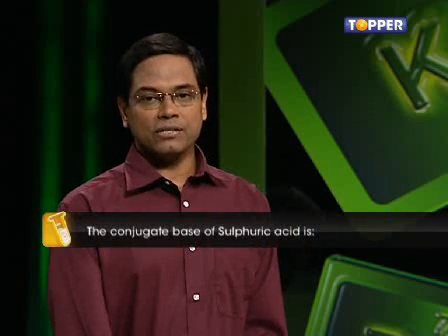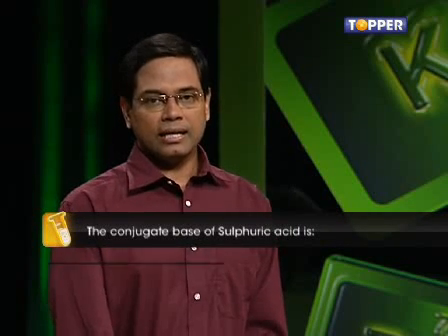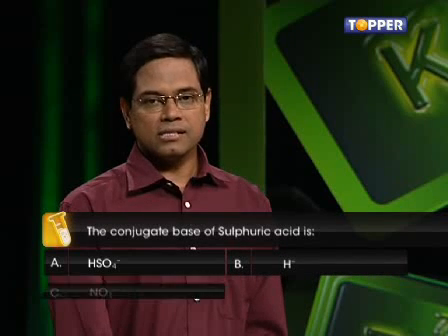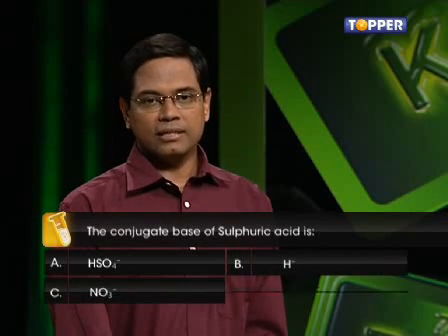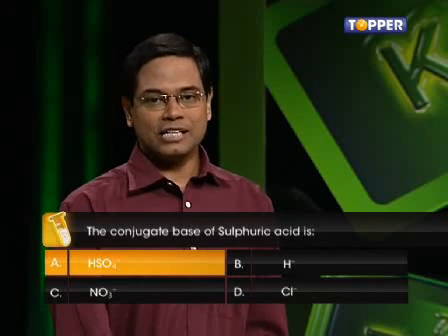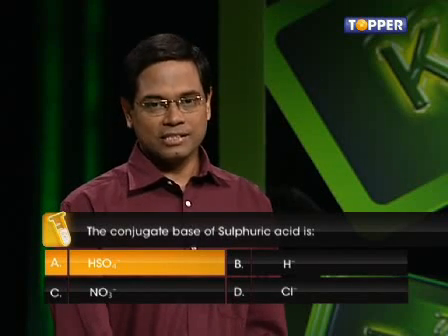The conjugate base of sulfuric acid is A, HSO4-, B, H-, C, NO3-, D, Cl-. The answer is A, HSO4-. That was easy. Moving on.